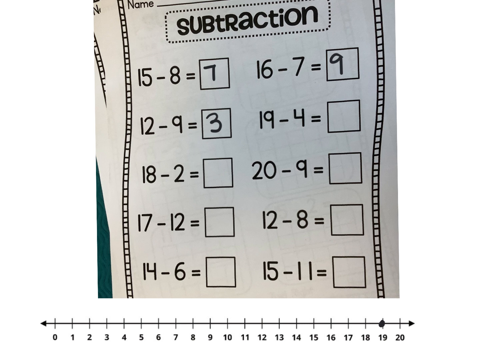So we put our pencil on 19, and then I go 4 hops back. So you try it. What number did we stop on? 15. Very good. Okay, I'm going to do one more problem with you, and then I want you to try the rest on your own. So let's do 18 minus 2. So start on 18 and hop back 2 spaces. What did we stop on? 16. Very good.